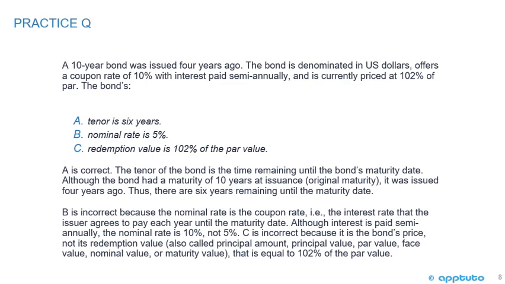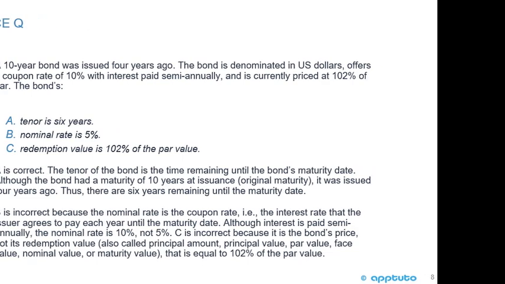Okay, so maybe I should highlight that in red: principal amount, principal value, par value, face value, nominal value, maturity value. That's 6 terms all meaning the exact same thing. And that is equal to 100% of par value, not 102%. So the bond's price is 102%, not the redemption value. The redemption value is the par value.